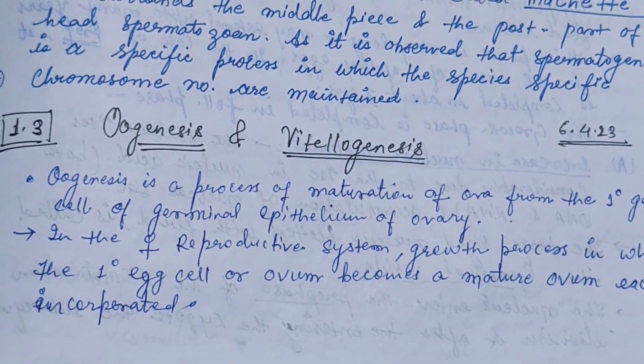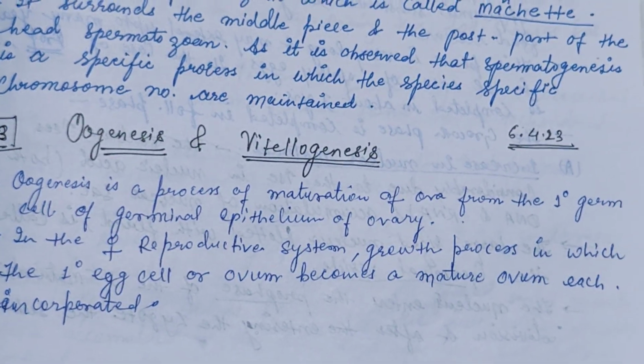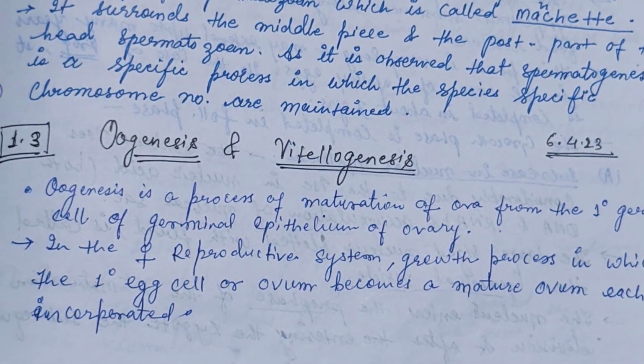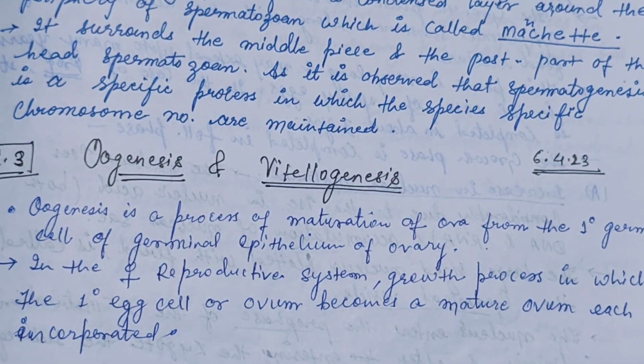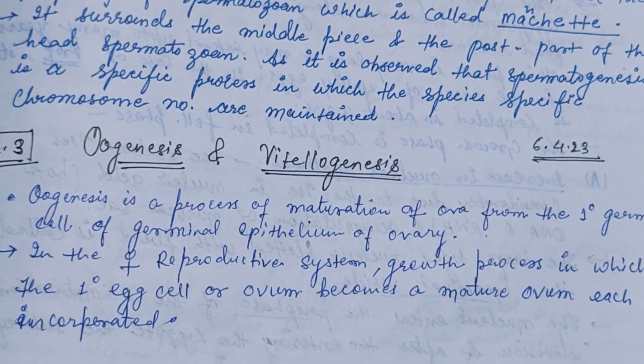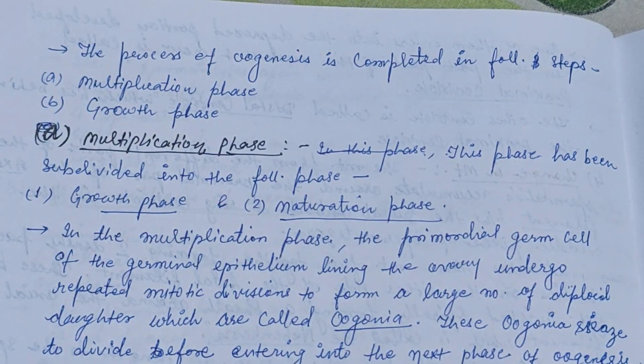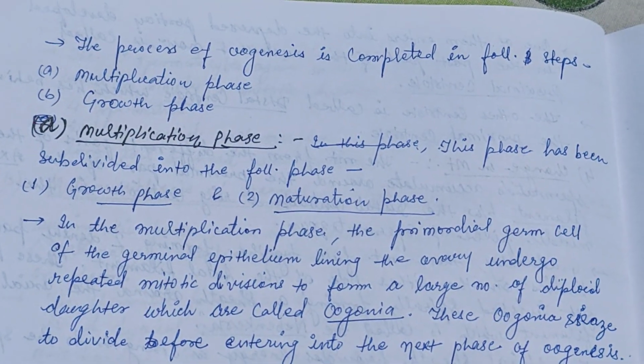Oogenesis is a process of maturation of ova from the primary germ cells of the germinal epithelium of the ovary in the female reproductive system, a growth process in which the primary egg cell, or ovum, becomes a mature ovum. The process of oogenesis is completed in the following steps.